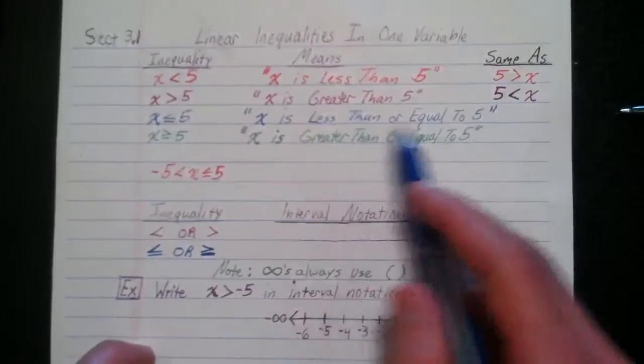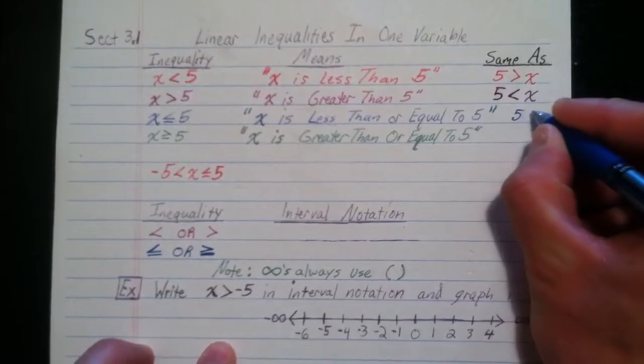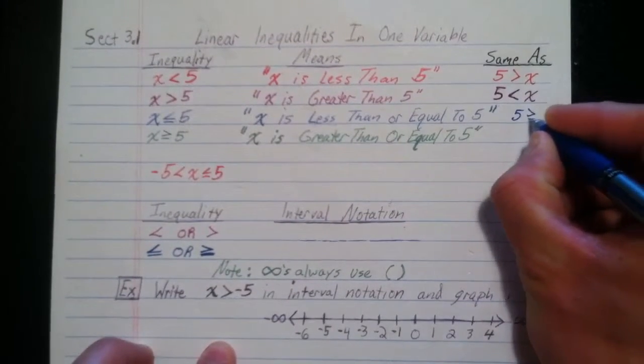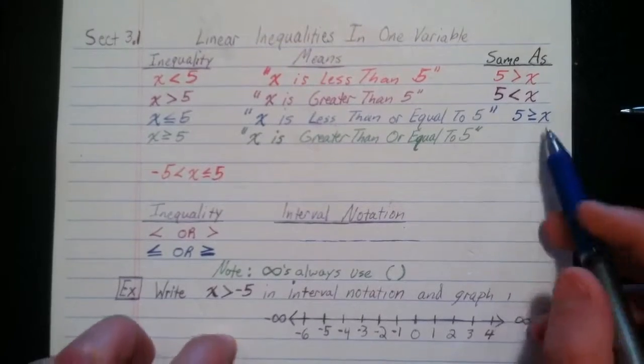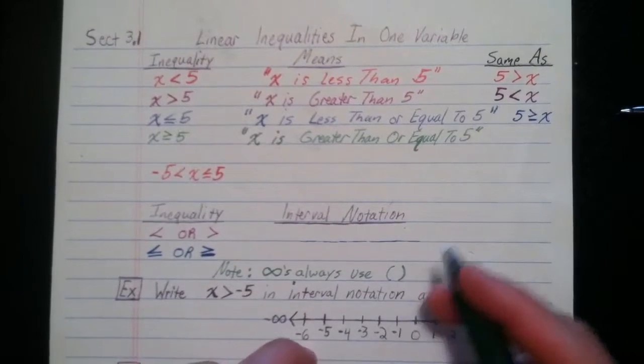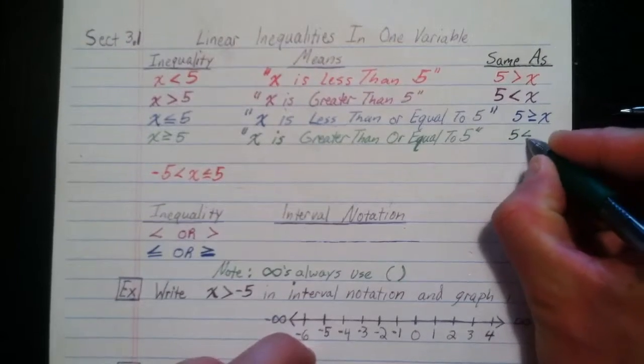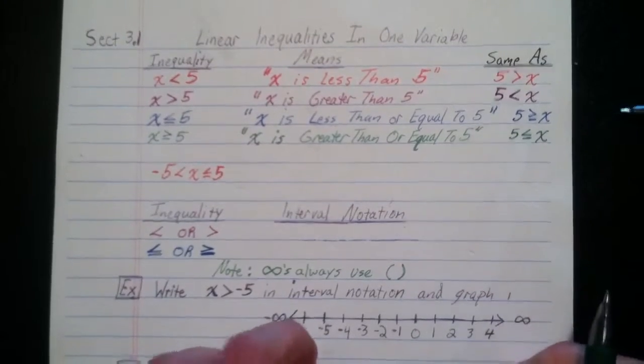x is less than or equal to 5. Well, same thing, just flip it around. The 5 goes on the left, and the symbol needs to indicate that x is smaller than the 5, but the bar underneath means that it could also be equal to 5. And then lastly, x is greater than or equal to 5. That's the same thing as saying 5 is less than or equal to x.